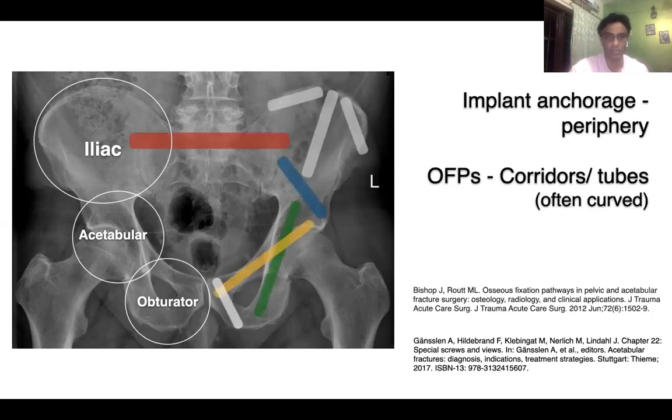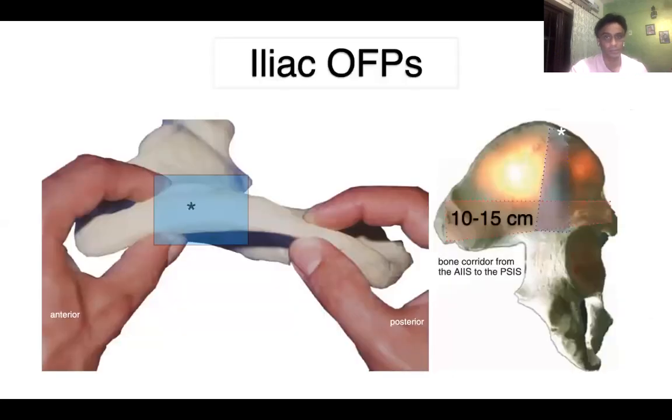Similarly, Milton Shiprout described his osseous fixation pathways, where he described these corridors as tubes, often curved. So if you want to put straight implants through them, a sound knowledge and technique is necessary. So I'll just take you through some of the important osseous fixation pathways that you might be able to use in your practice. In the ilium, there are 2. One is the iliac crest pathway, and the other is the AIIS pathway.